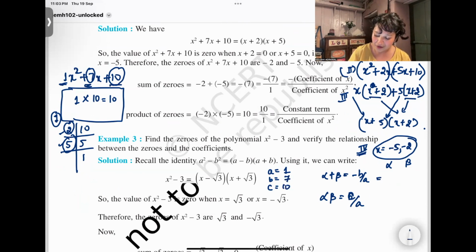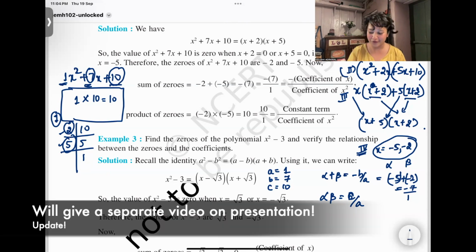Now just place these values over here. Alpha plus beta meaning minus 5 plus minus 2. This is alpha, this is beta. This should be equal to minus b upon a. B was 7 and a was 1. So is this equal? Yes, this is equal. So minus 5 plus minus 2 is also minus 7. So minus 7 is equal to minus 7, meaning this is true.